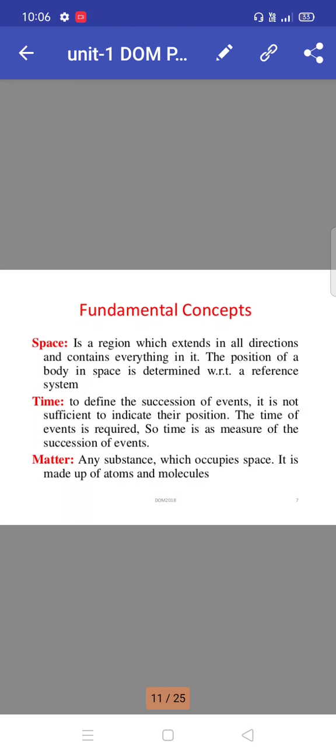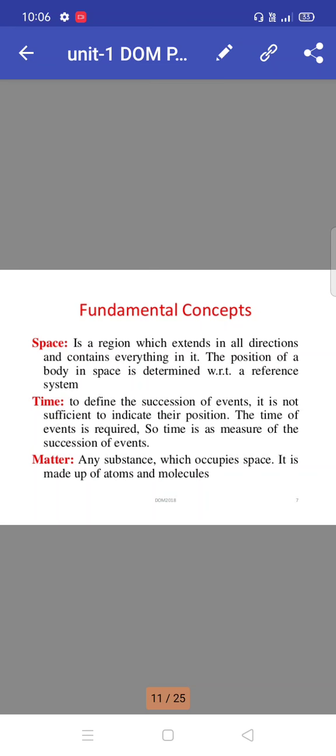To define the succession of events, it is not sufficient to indicate their position. The time of the event is required. So time is a measure of the succession of events. We can measure events in terms of timing: how fast it will react, how fast it will complete the task. That is the major criterion here. So time is the main concept to carry over all such things.